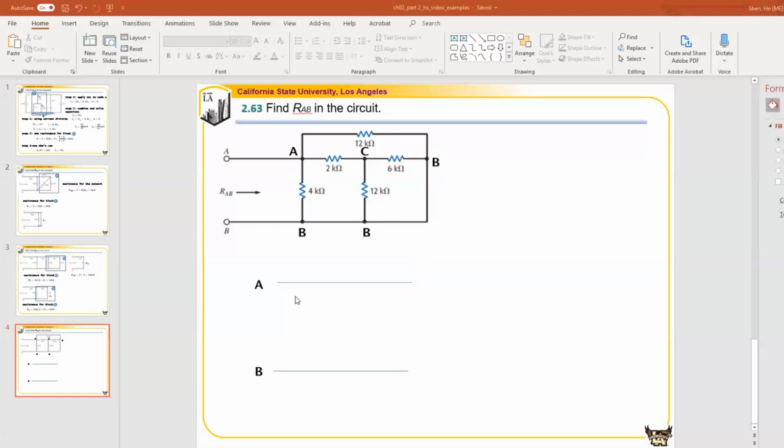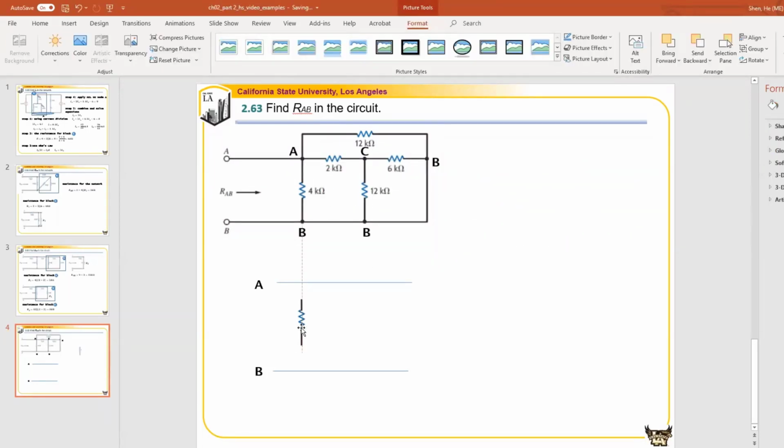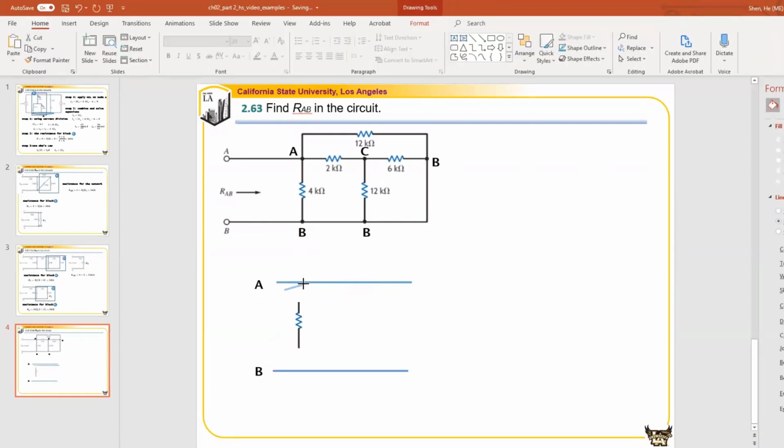So I'm going to draw the branches between A and B directly first. I have a 4K over here. I know that is there. There is already 1 branch between A and B. So from here, A, I connect it to B, right? And this is 4K. We already know that. So we get this 4K. In your problem, you can mark this down. So we already get this.